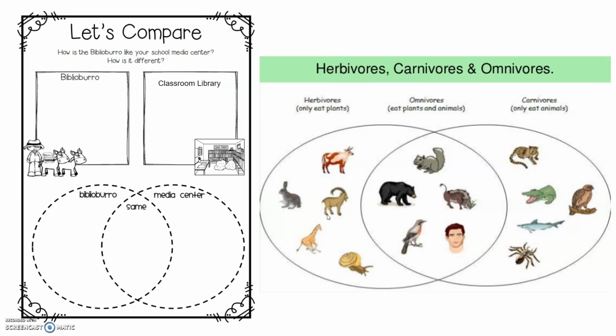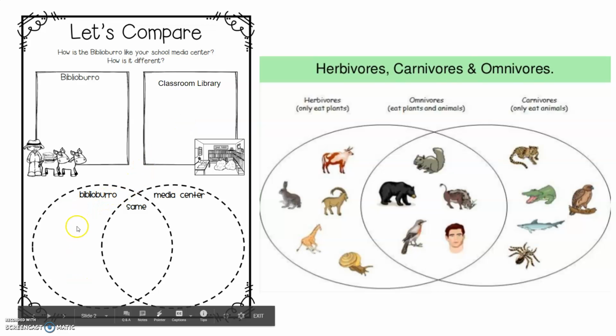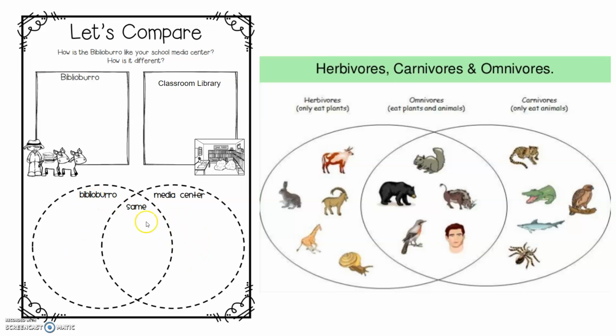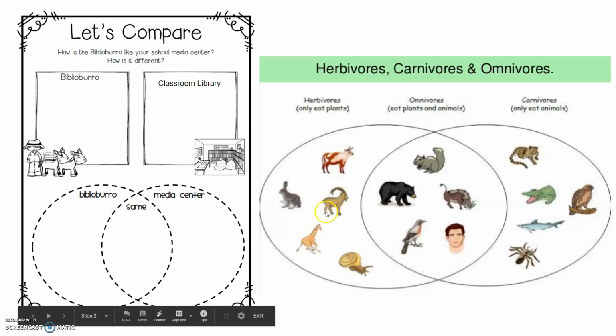So this is what you're going to do with this page. First, you're going to list, just describing the Biblioburro, all the things about them, and then you'll describe our classroom library. And then you're going to bring this down, what is so different about each one and what is similar about them, okay? So let's look at two pictures.